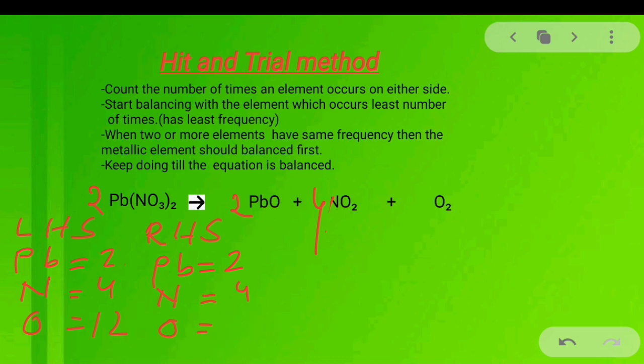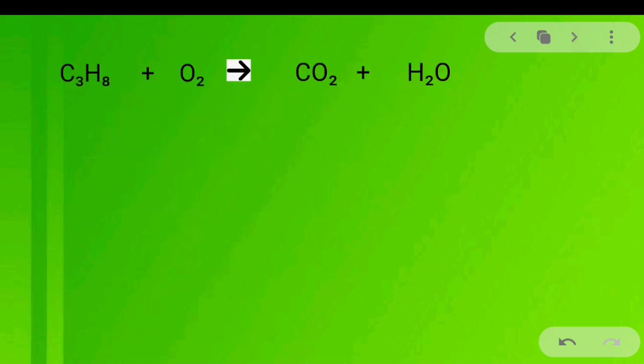So 2 plus 8 plus 2, it is 12. Now all the atoms present in LHS are equal to RHS. Hence now the equation is balanced. Now let us do another example, that is C3H8O2 will give you CO2 plus water.